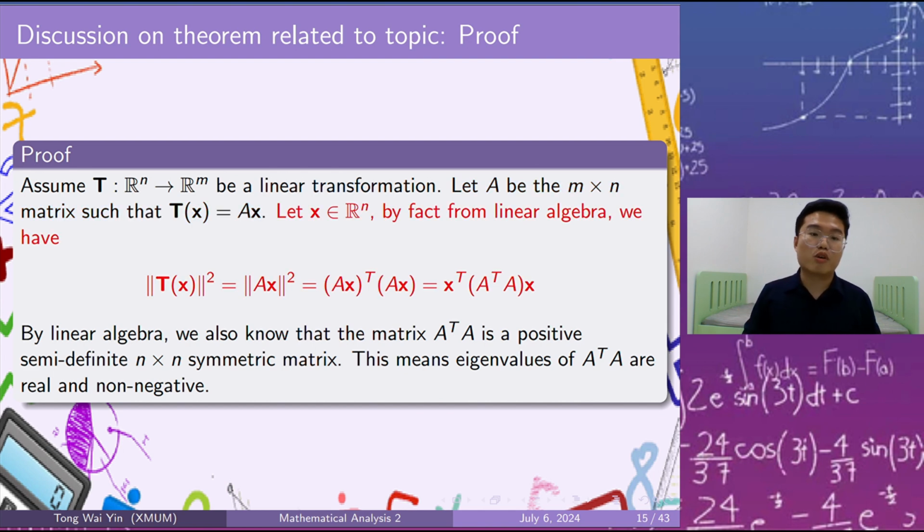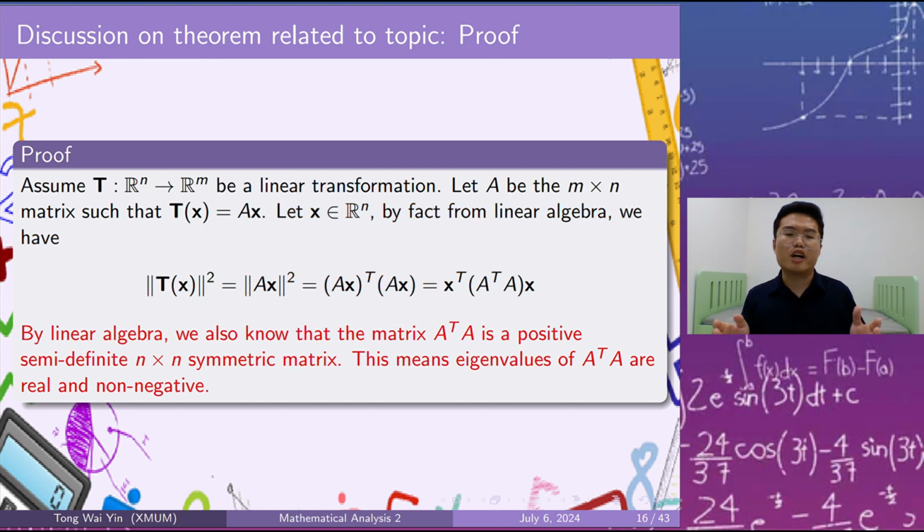By a fact we learned from linear algebra, we have the equality as shown on the slide, which is the squared norm of T x equals the squared norm of A x. The squared norm of A x is then equal to the transpose of A x multiplied by A x. And the transpose of A x multiplied by A x is actually equal to the transpose of x multiplied by the transpose of A times A multiplied by x. So, what we know from this equality is that the squared norm of the linear transformation of x is equal to the transpose of x multiplied by the transpose of A times A multiplied by x.